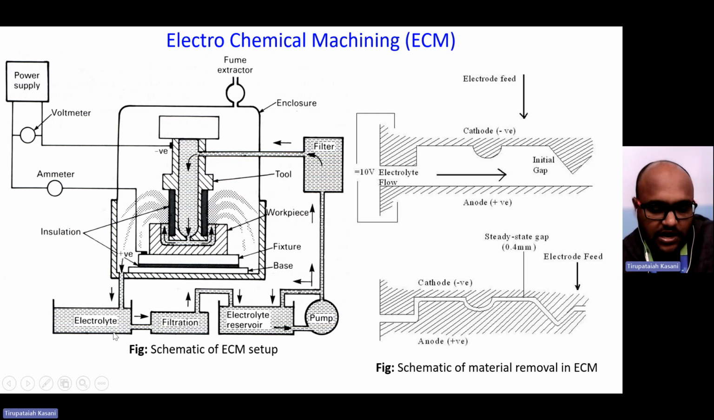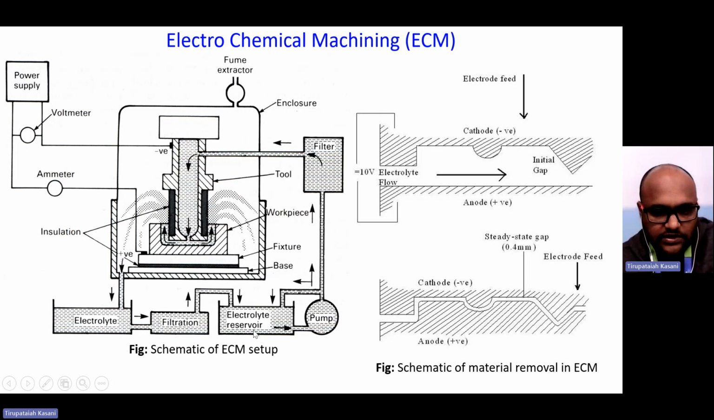See here, this is the electrolyte. What is an electrolyte? An electrolyte is a medium which will be used for removing the material from the workpiece. And this is the filtration. The purpose of filtration, as we have already seen, is the removal of the chips in the electrolyte medium, like the dielectric medium in the case of EDM.